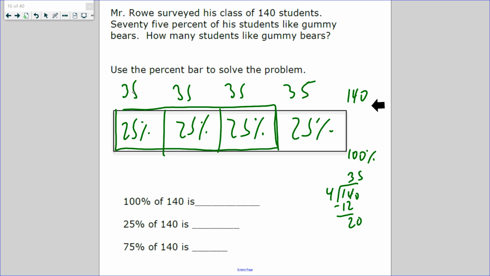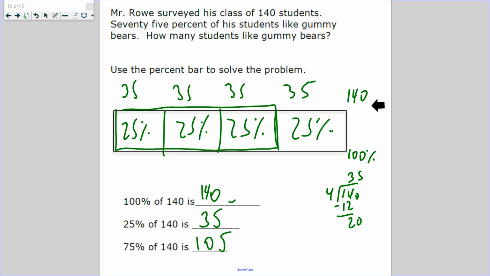So 35 students, 25%. 70 students, 50%. 105 students, 75%. So 140 represent 100%. 25% is 35. 75% is 105.